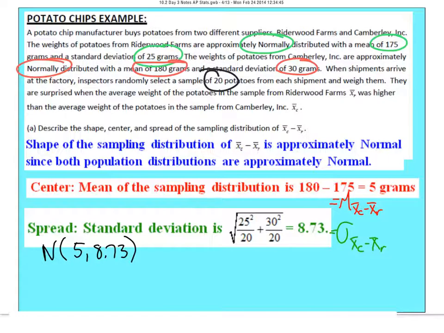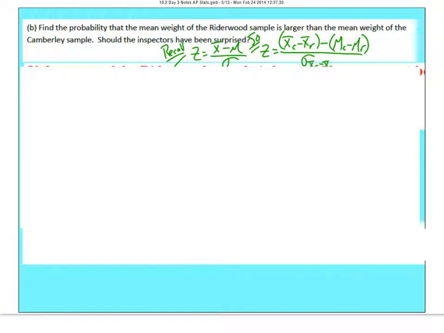I'm going to take the standard deviation and square that over the sample size, add to it this other standard deviation squared over the sample size. Take the square root of those combined variances to get the new standard deviation of this. So we now have the description, our shape, center, and spread of our new distribution, which is the difference of the two means. Using that, let's do a probability question.